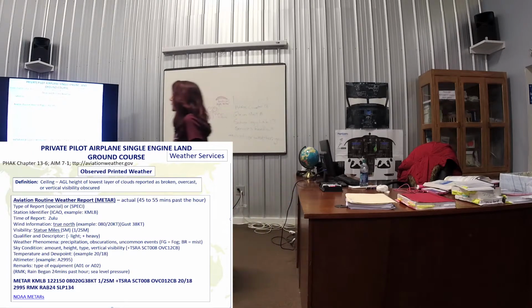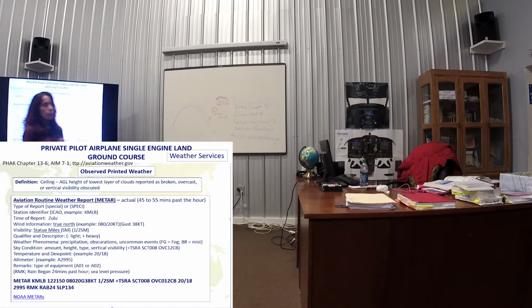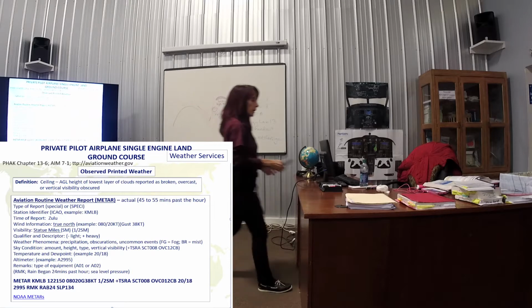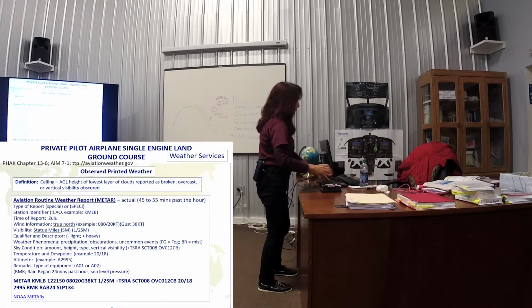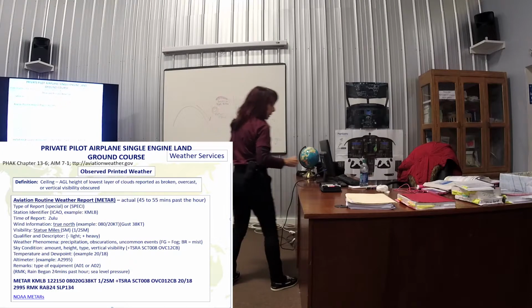So when we talk weather, you need to know the definition of a ceiling. Above ground level, not MSL, AGL: the height of the lowest layer of clouds reported as broken, overcast, or vertical visibility obscured. Up and down, vertical visibility obscured. Broken and overcast. So when we see broken or overcast in a weather report, let's erase our mountain.